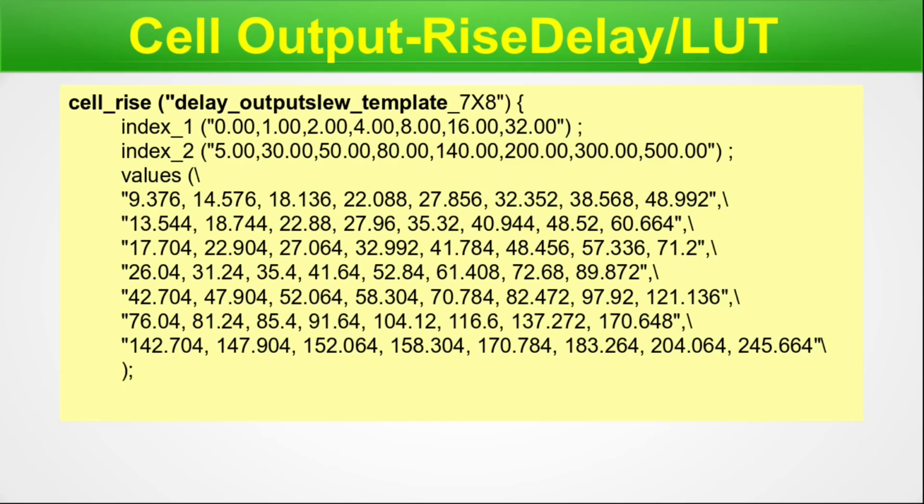Here our table gets closed and you can see. So let me bring my mouse. Here go our row values and here go our column values. That means index 1 and index 2. Here we close the entire cell rise delay output slew template. LUT section we have closed.